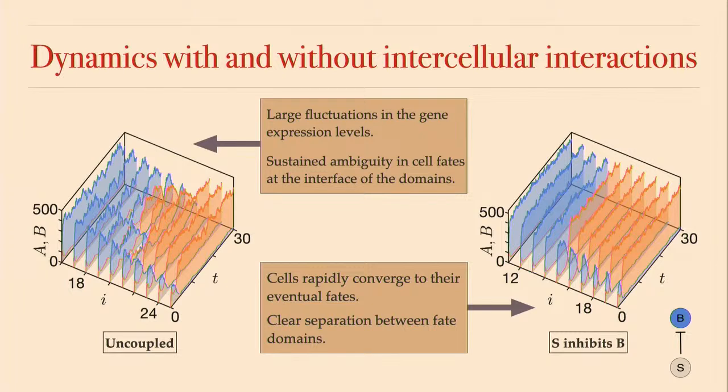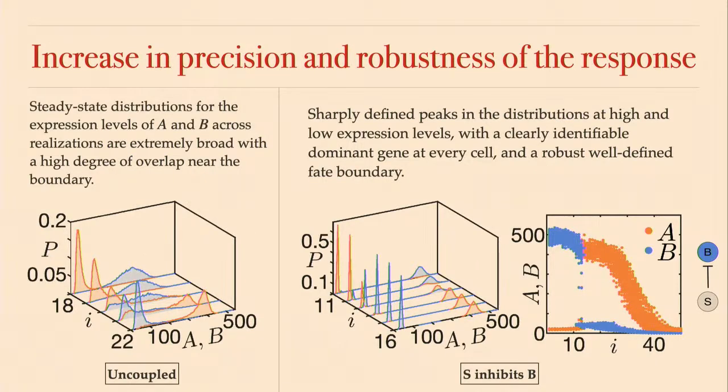But if you look at this case, when S inhibits B, first of all you see that there's a reduction in the fluctuation, and secondly, there's a very clear winner. Here for a short while you see this gene dominating, then suddenly the other one takes over. So there's a clear separation between fate domains, and the cells converge very rapidly to their fates. And this can be seen even more clearly if you look at the distribution over an ensemble.